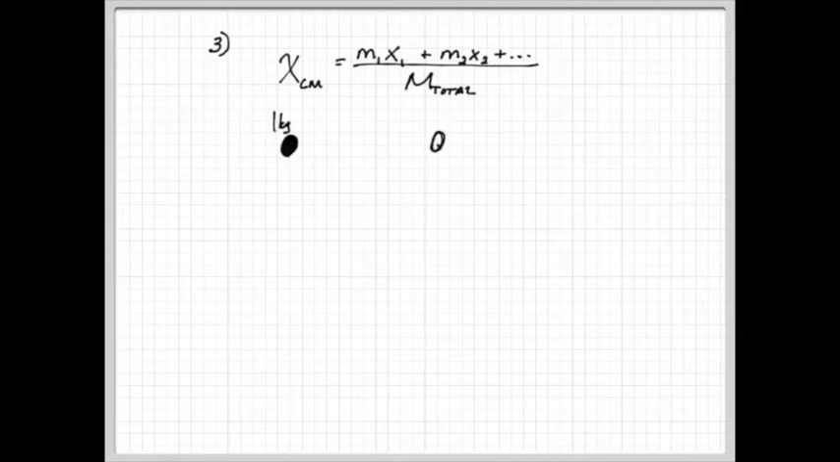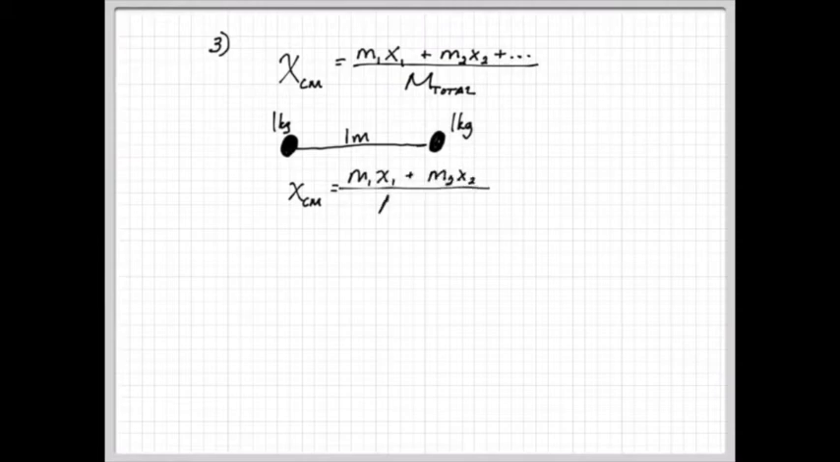So if we had an example where we had two 1 kilogram masses, so they're the same mass, and they're separated by 1 meter, conceptually we know that the center of mass should be at the middle, because everything is balanced across the middle. Well, let's mathematically write it out and determine that.